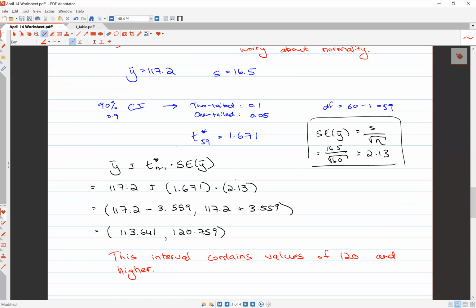So looking at this interval, it is plausible. And you can say with what confidence. In this case, it was 90%, right? It is plausible that at the 90% confidence level, we conclude mean systolic blood pressure is elevated.